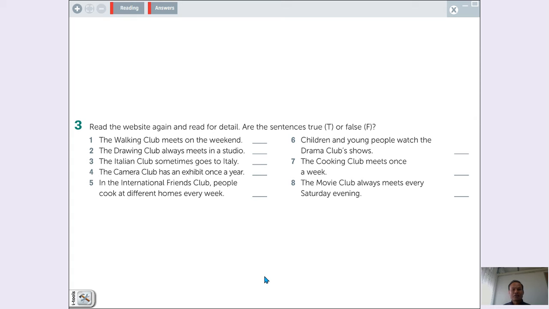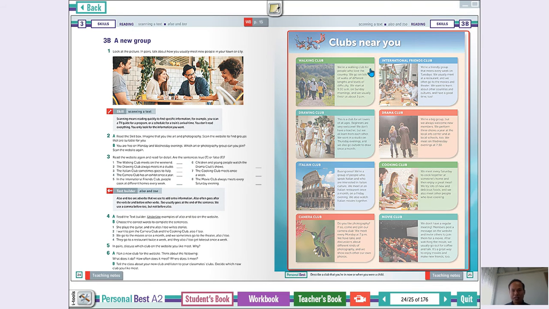We try to do one question and make sure you understand this. For example, walking club means on the weekend. If you look at this, you see, oh, this is the walking club. So the answer will be in here, not this part. Okay, let's move.